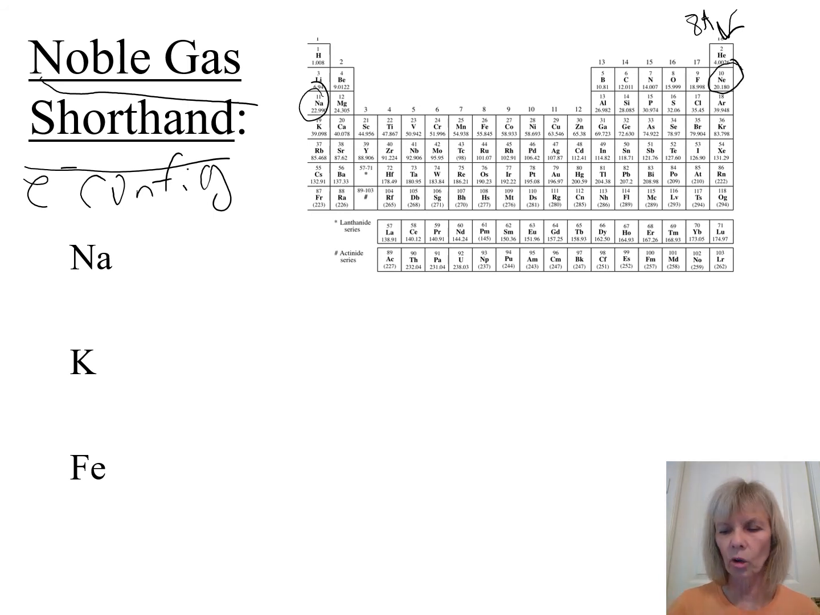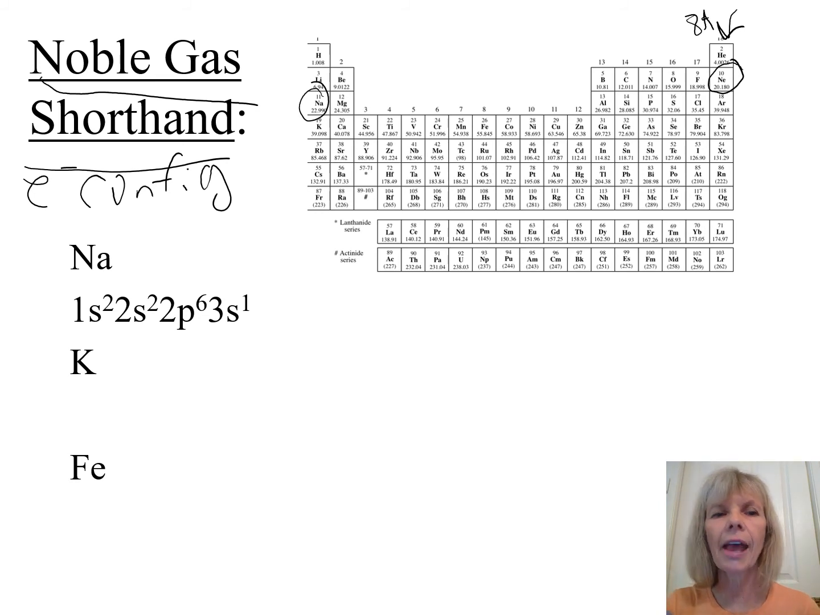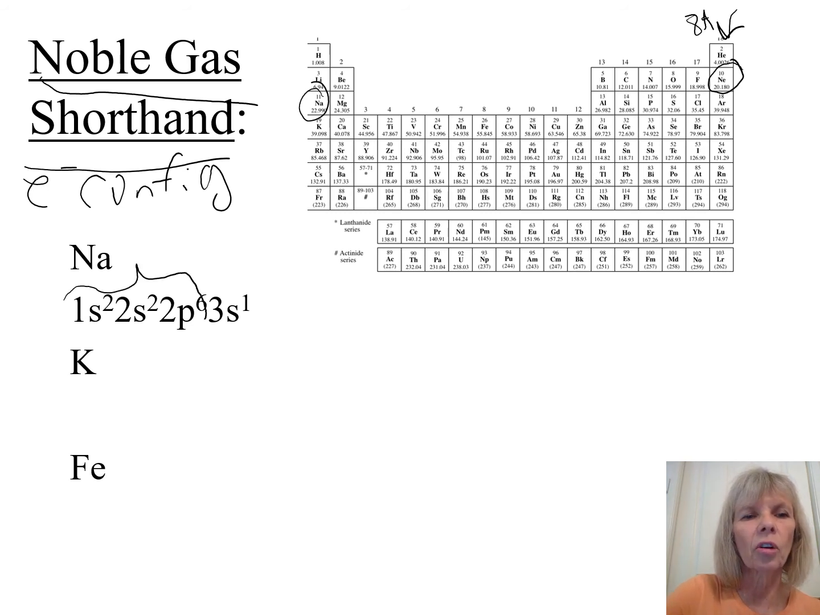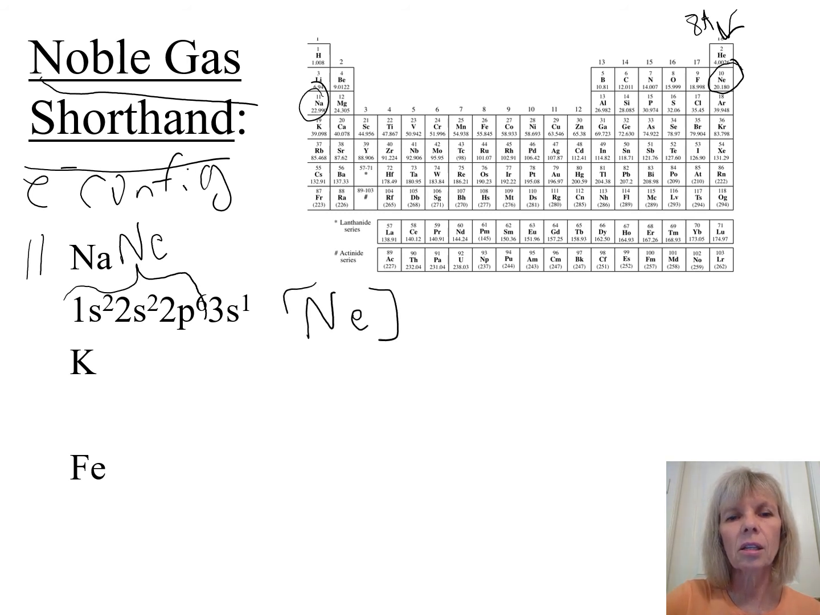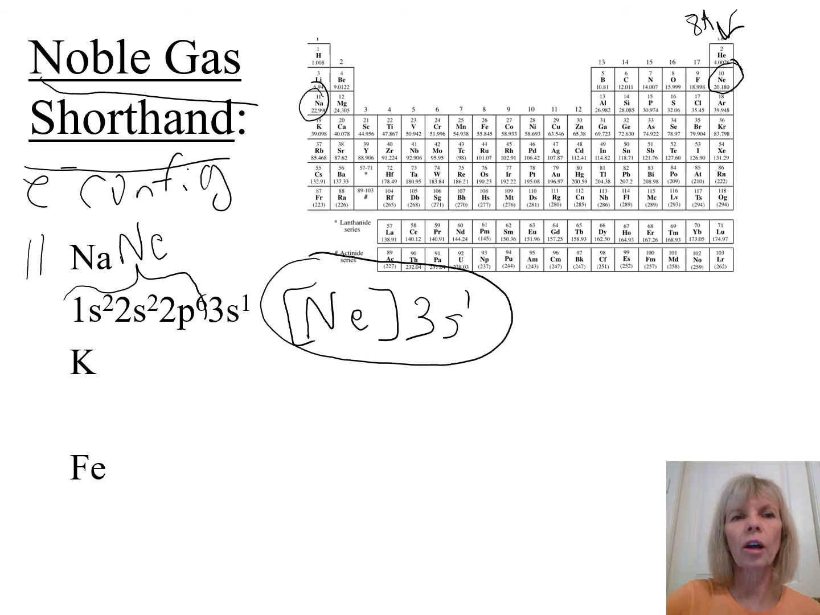Neon has 10 electrons. We did the electron configuration for sodium previously, which we have displayed here. Now neon has 10 electrons, so the first 10 electrons from sodium, which has 11 electrons, would represent neon. To write a noble gas electron configuration, you put the noble gas in brackets. So neon represents 10 electrons. Sodium has 11, so then I have to write 3s1. That would be my noble gas electron configuration for sodium.